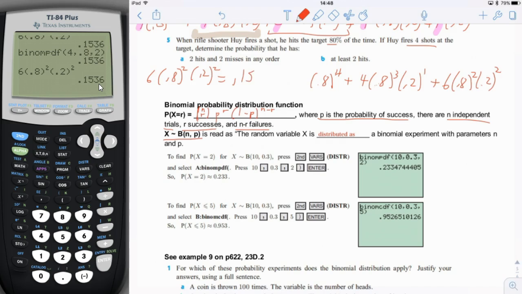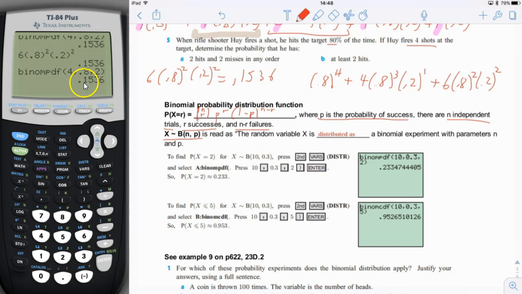0.1536. And if we want to do it with the binomial PDF function, what we do is we do second vars, which is actually distribution. We go to the second page and we choose binomial PDF. We choose binomial PDF because we only want to know the probability that we get a certain number of successes and not a range of successes. So we put 4 trials. Probability of success is 0.8, right? We want 2 successes. Those are the only pieces of information we need.